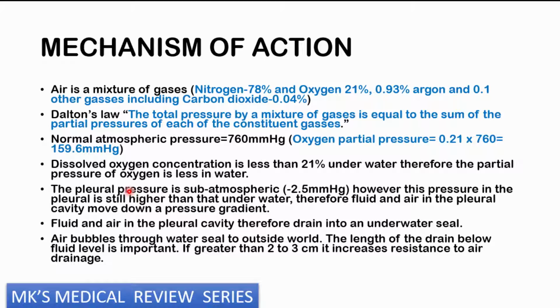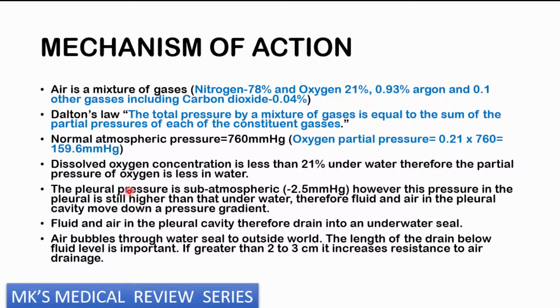And remember, Dalton's law of partial pressures states that the total pressure of a mixture of gases is equal to the sum of the individual partial pressures of the constituent gases that make up this mixture. So remember that air is a mixture of gases, and remember that the normal atmospheric pressure is around 760 millimeters of mercury.